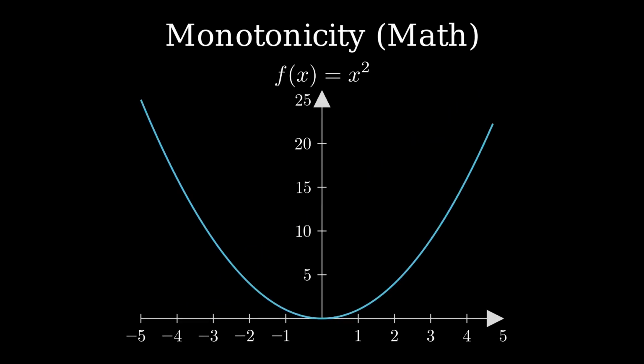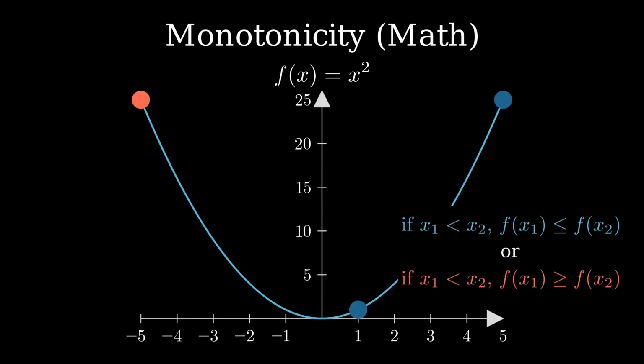If f of x were x squared, then f of 1 is 1 and f of 5 is 25. But f of negative 5 is also 25. Negative 5 is less than 1 and f of negative 5 is greater than f of 1. But 1 is less than 5 and f of 1 is less than f of 5. This function is not monotonic.